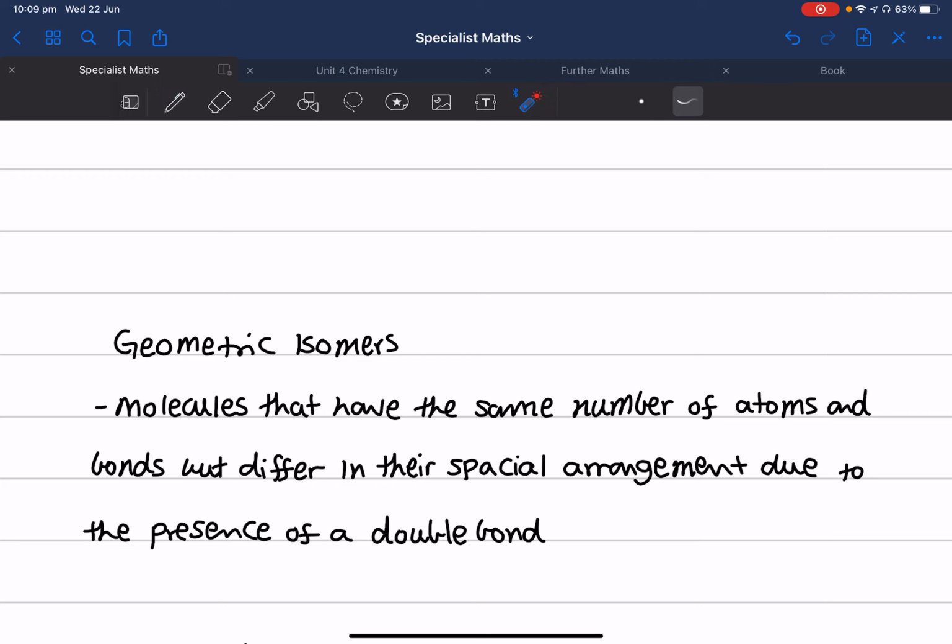So today we're going to be talking about geometric isomers. Being isomers, they're molecules that have the same number of atoms and bonds as one another, but they ultimately differ in their spatial arrangements due to the presence of a double bond. It can also be a triple bond, but for the sake of VCE, we're just going to be focusing on double bonds for today.